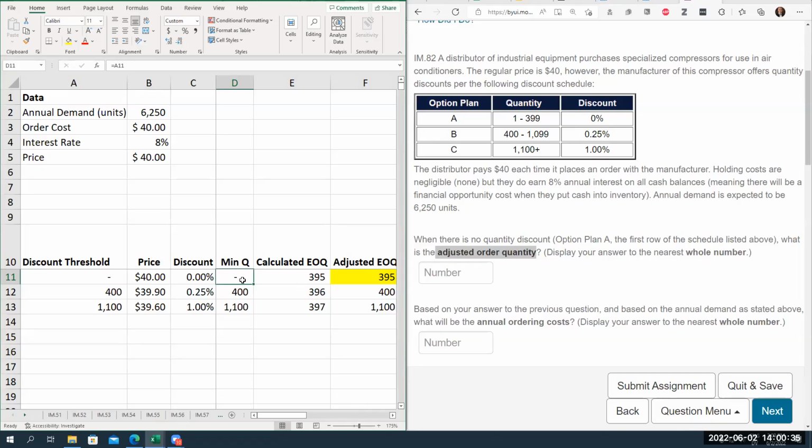We're looking at a minimum quantity here. I have a minimum quantity column, and basically I'm just pulling from whatever this discount threshold is, okay? It's just pulling directly from that, that's the minimum we have to order. In other words, I'm not going to be able to get this discount unless I order 400 or more. So that's my minimum quantity.